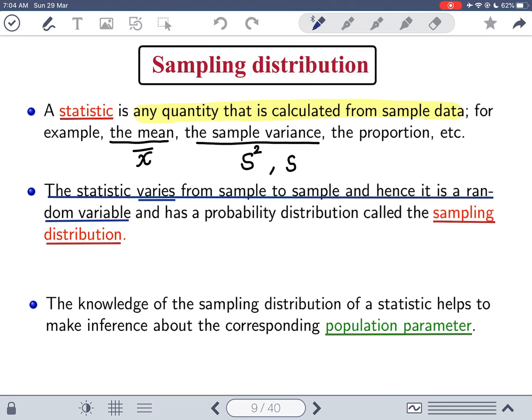Remember, X bar is for a sample. This is the sample mean. What is the population mean? How do we write it? Remember, we write it as mu. This is for population. And the population variance, we write it as sigma squared. And the population standard deviation, we call it sigma. Just remember these things for population.